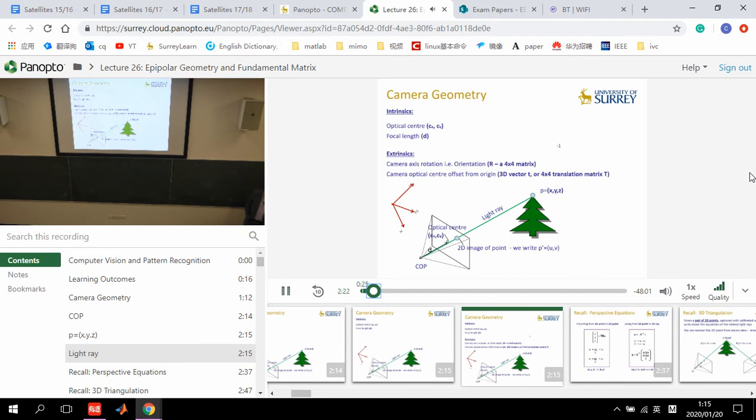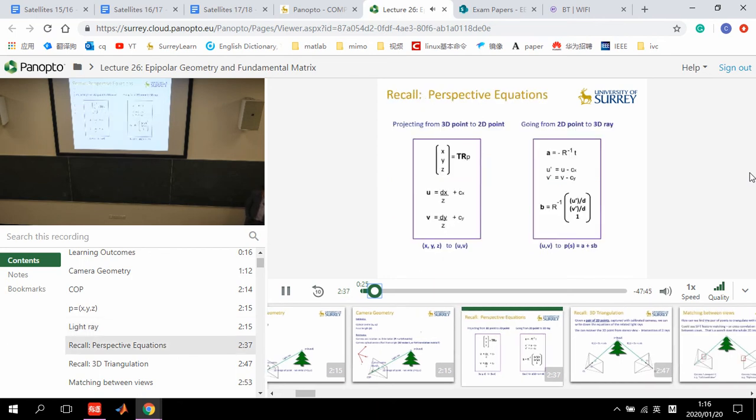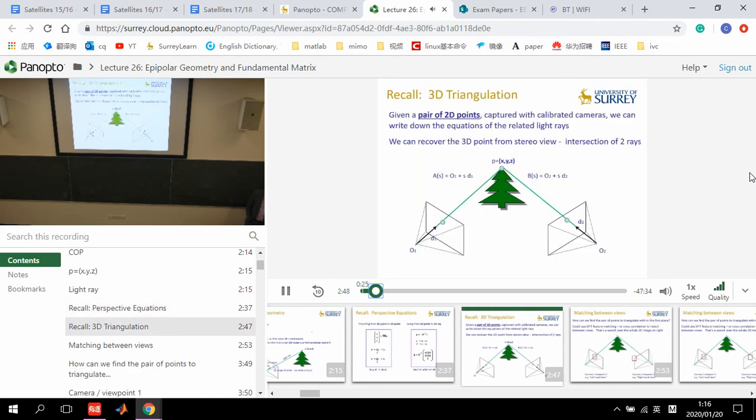As I say, the intrinsics are the optical center and focal length, and the extrinsics are the rotation, which could be, for example, a 4x4 matrix in homogeneous form, and that offset of the central projection is a vector t, which can also be encoded within a 4x4 matrix, which we'd call big T. I won't dwell on all these boxes, but these are the two important sets of equations that go from 3D to 2D and 2D to 3D, or ray. And we saw last time how we can use the latter box of equations to triangulate two rays.